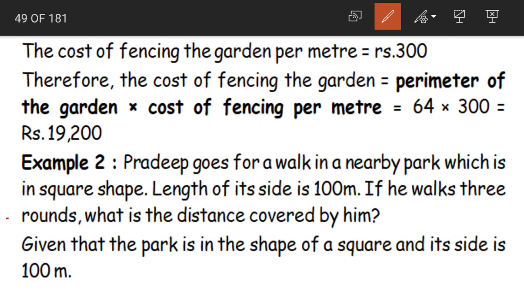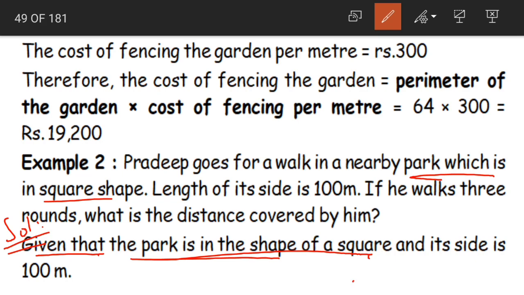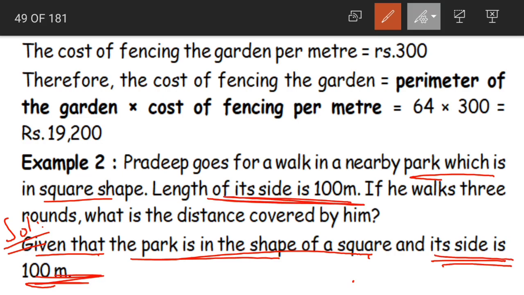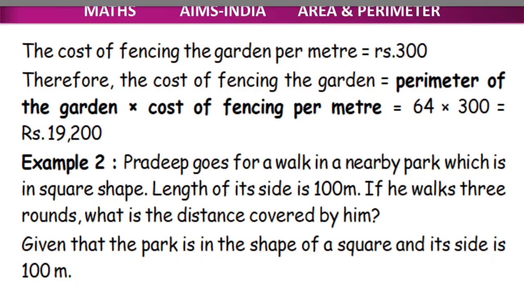So what will be the solution? As I said, first we have to write the information given in the question. Given that, what is given? Park is in the shape of a square, and apart from that we also have the length of the side is equal to 100 meters. See, the length of the side is 100 meters.